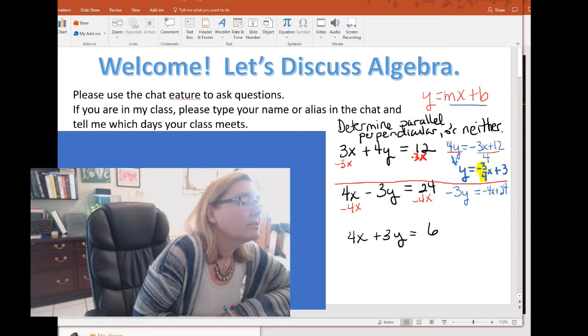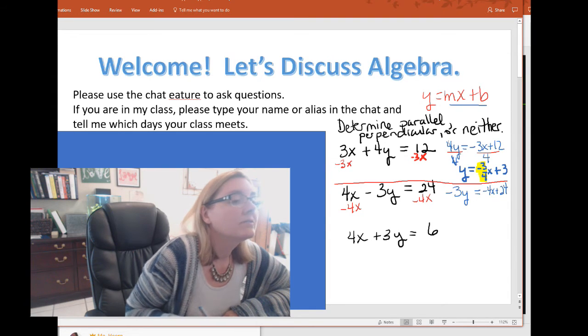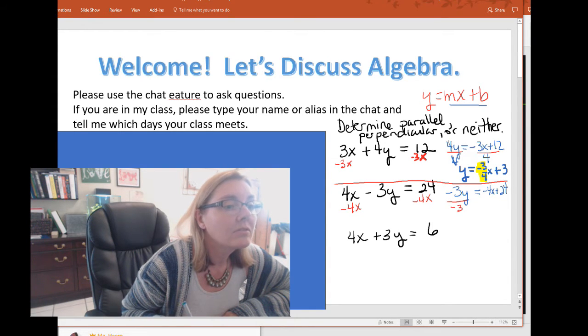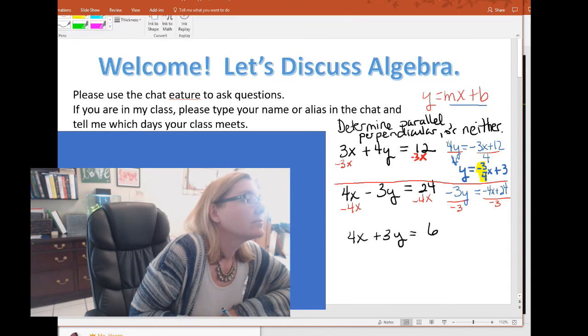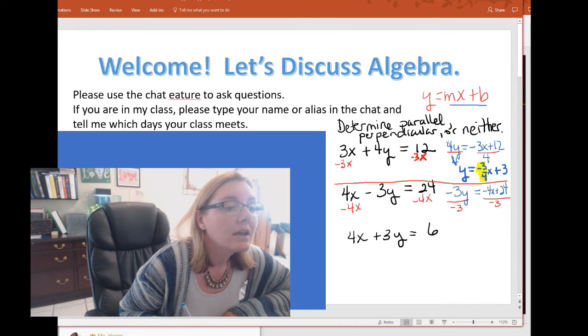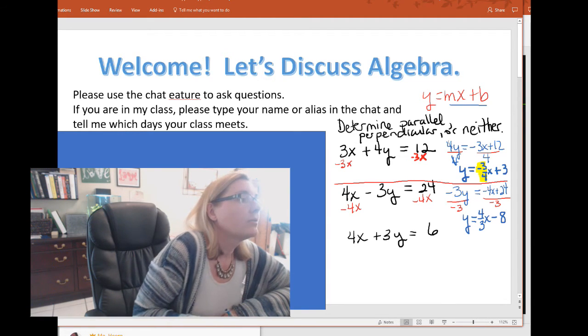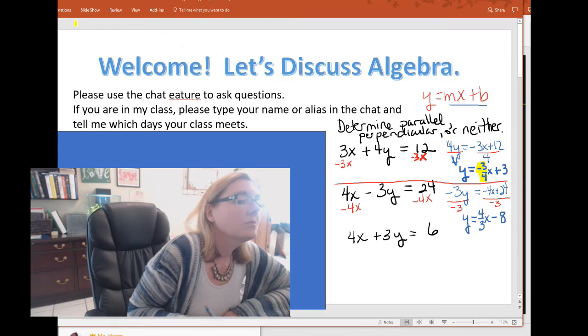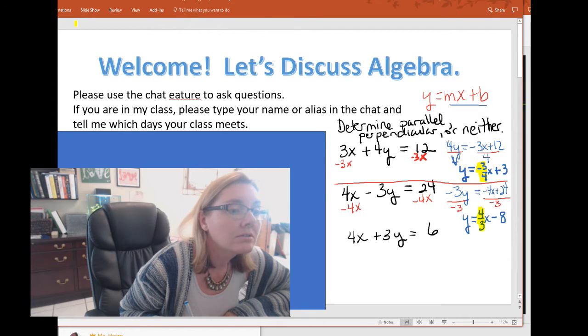All right, so what was the next step? Dividing by the coefficient of the y that's still there. So I'm going to divide, in this case, by negative 3. Divide everything by negative 3. So we're going to say y equals negative 4 divided by negative 3. We're just going to write that as a positive 4/3. Negative divided by negative is positive. And then positive 24 divided by negative 3 is negative 8. So that's our second equation, and remember, we're looking for the slope. So in the second equation, our slope is 4/3.